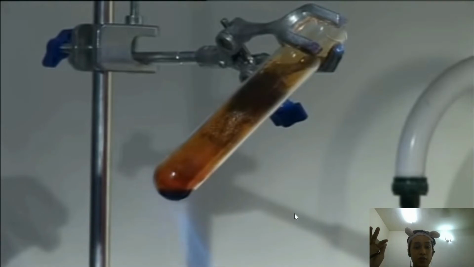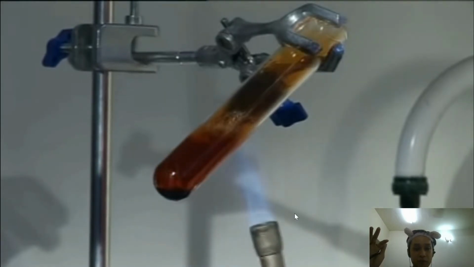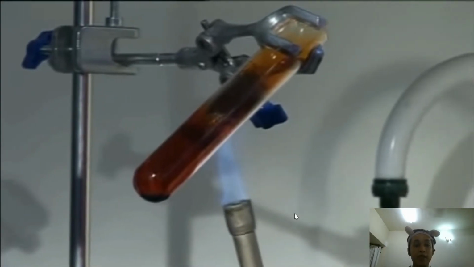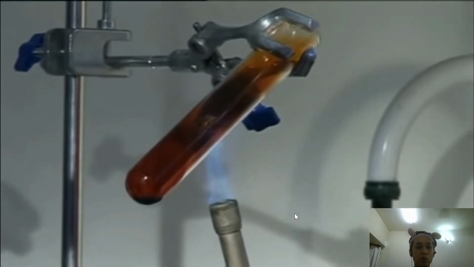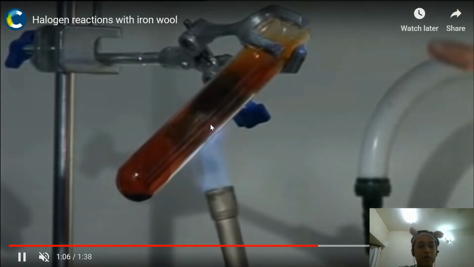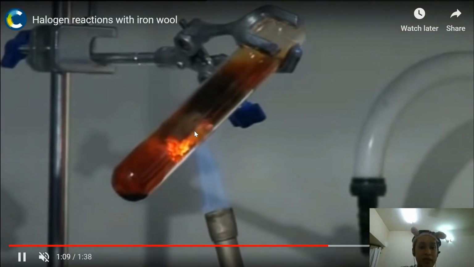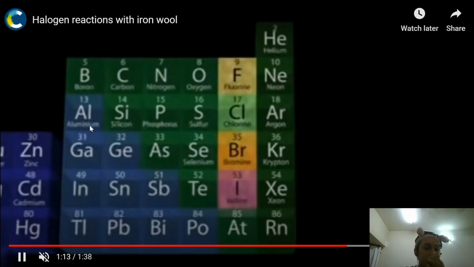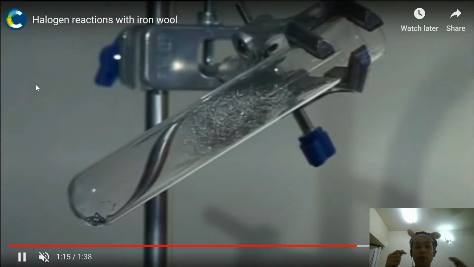So this one is the bromine. First they heat up the bromine, and brown color gas comes up. Then they are going to heat the iron wool, meaning they are going to heat up the iron right here. They wait for the iron to burn, and immediately you can see a reaction happening, and you'll see brown gas or brown fumes forming also.